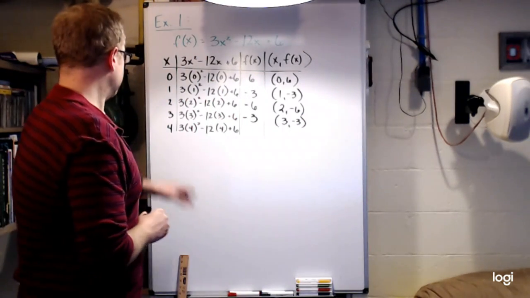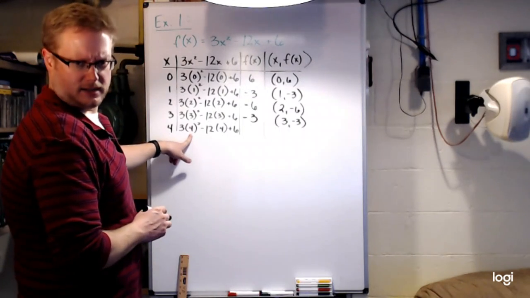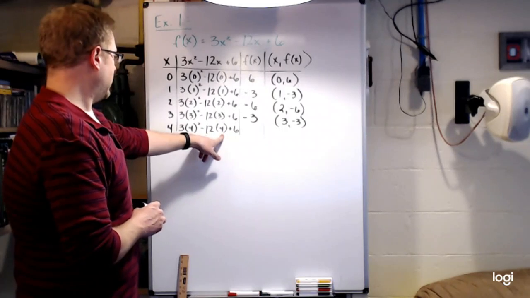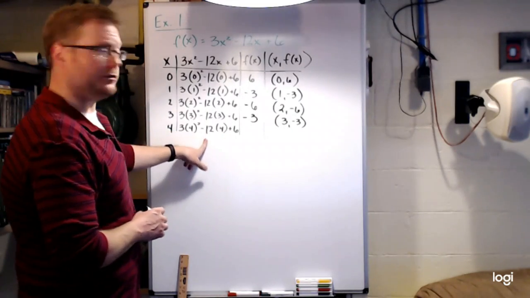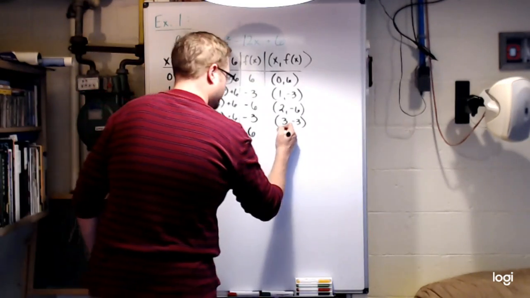And then, lastly, 4 squared is 16. 16 times 3 is what? 48. 12 times 4 is also 48. So 48 minus 48 is 0, plus 6 is 6. And we have 4, 6.